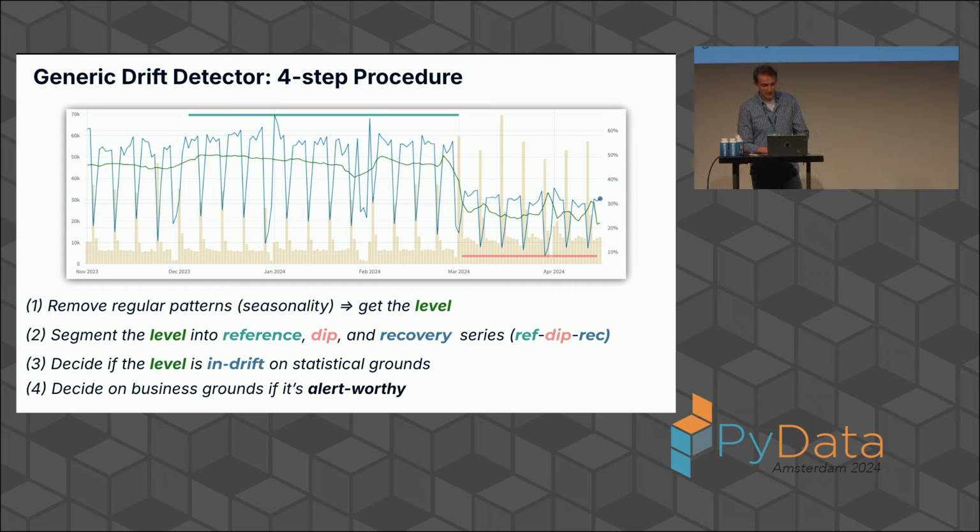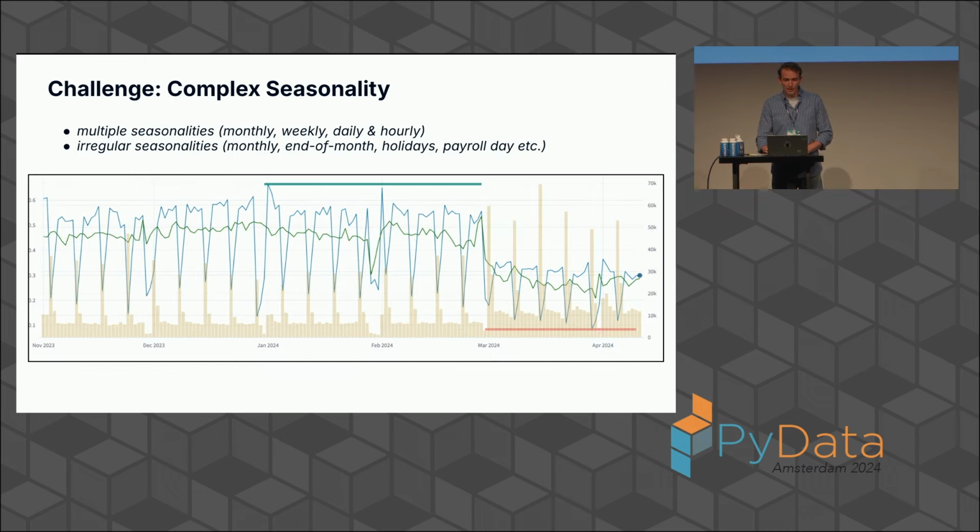Finally, you decide on business grounds if this alert is business worthy. You can have limited capacity, or you might not care about 5% drops. It's up to you to use some meaningful business metrics to decide whether to send this alert to the analyst or not. Right? So these 4 steps are there. This procedure slightly deviates from what you normally see in the drift literature, because the segmentation part is normally not there. They assume that you have windows coming from a predefined window. More on this later.